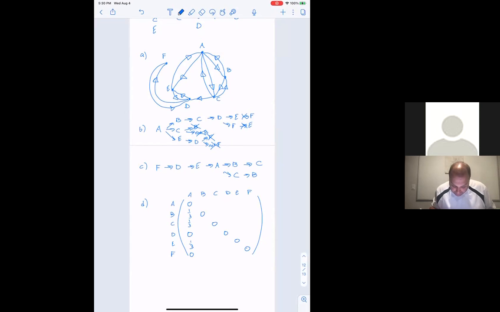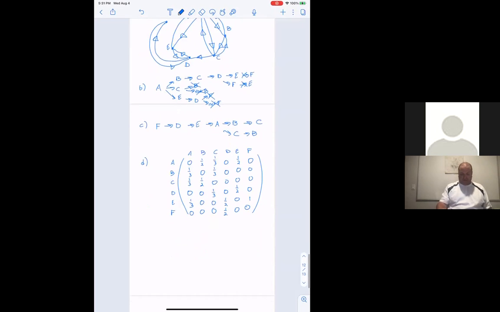B goes to A and C. C goes to A, B, and D. D goes to E and F. E goes to A and D. And F only goes to E. Okay, so that is my transition matrix.